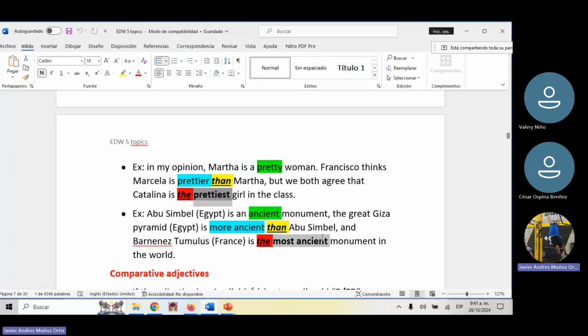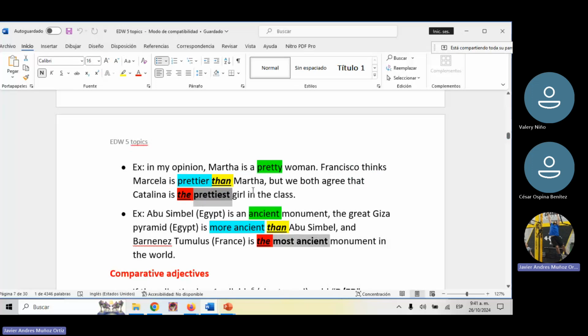For example, let's go with two examples. Marta is pretty. Okay, an adjective, that's normal, good. Marcela is prettier than Marta. So we are comparing two women in terms of beauty. One is better than the other, right? Pretty, prettier than who? Than somebody else.